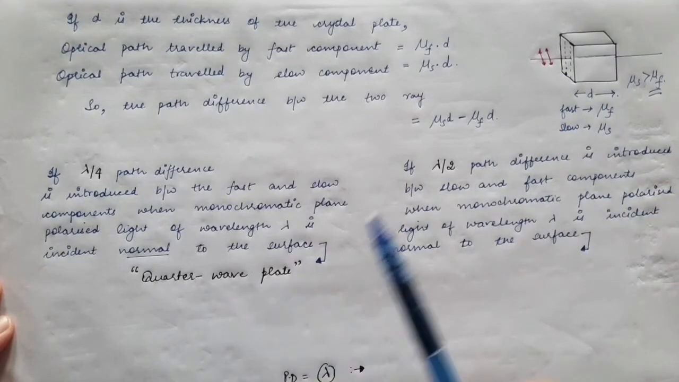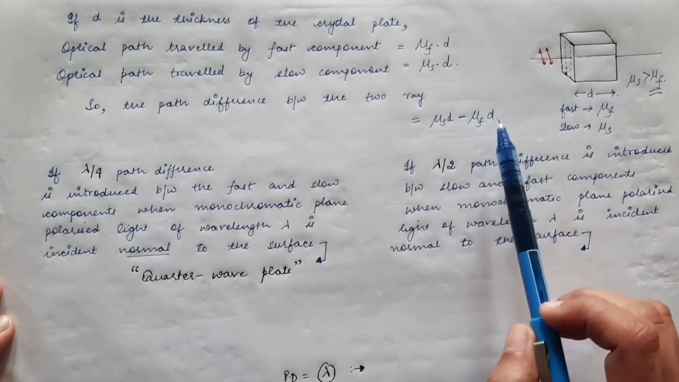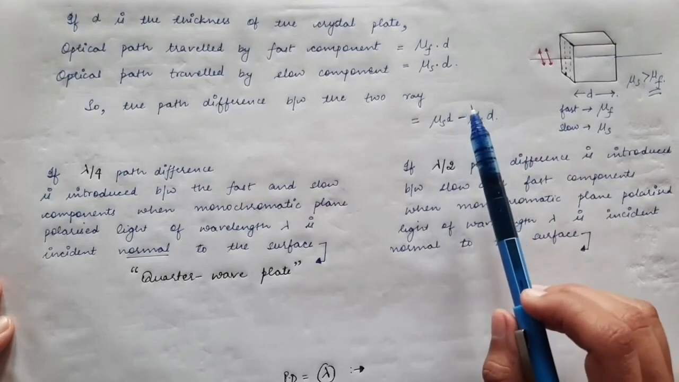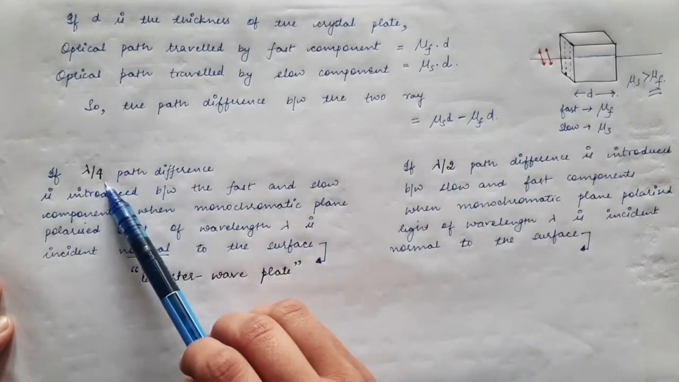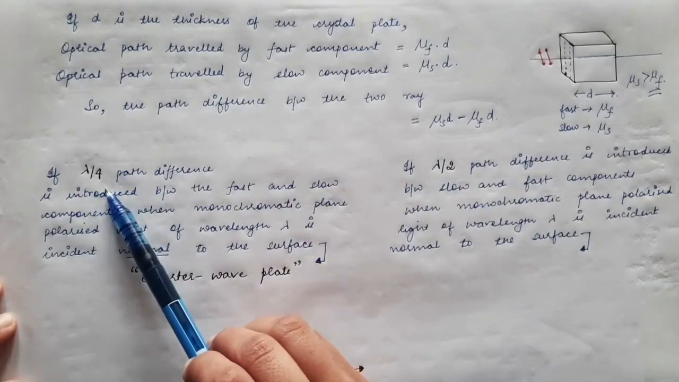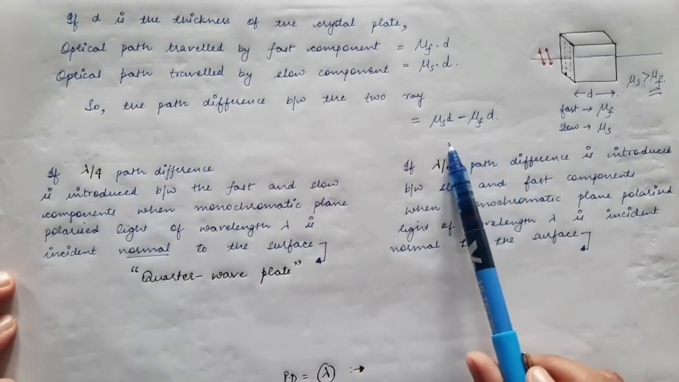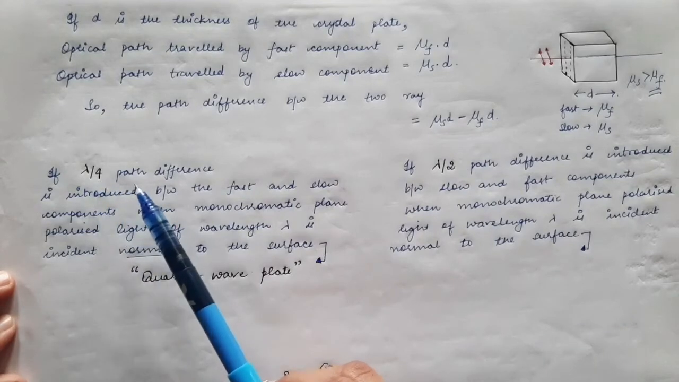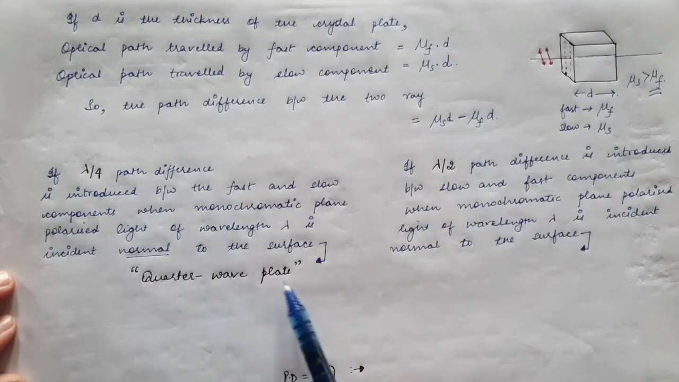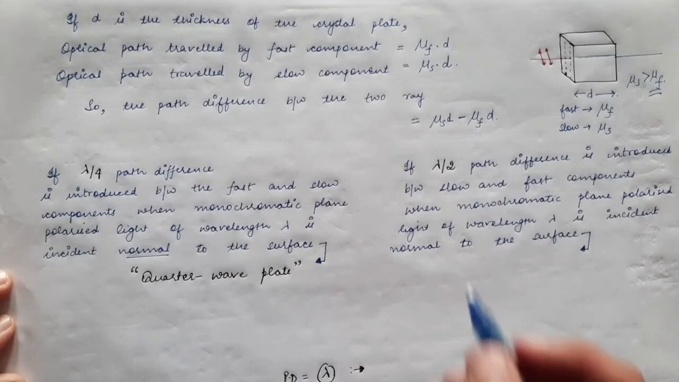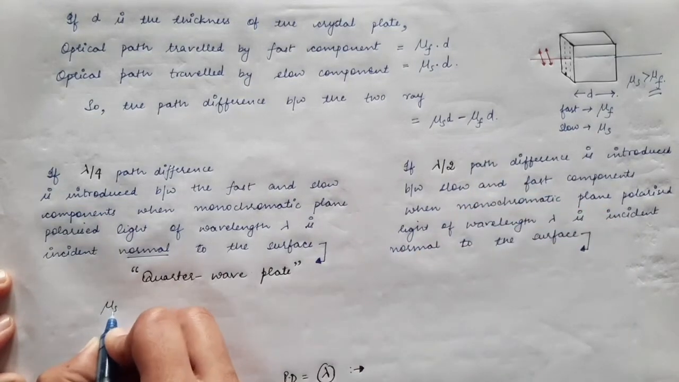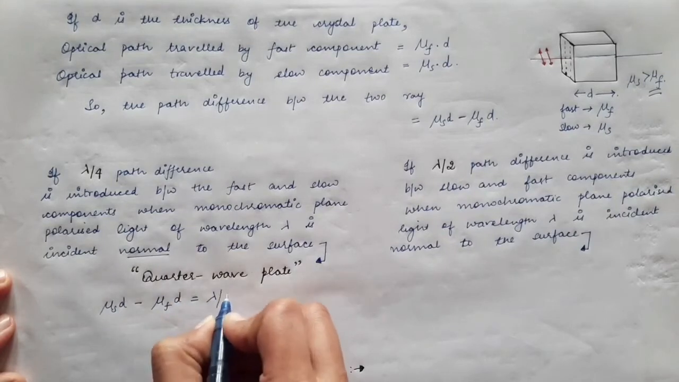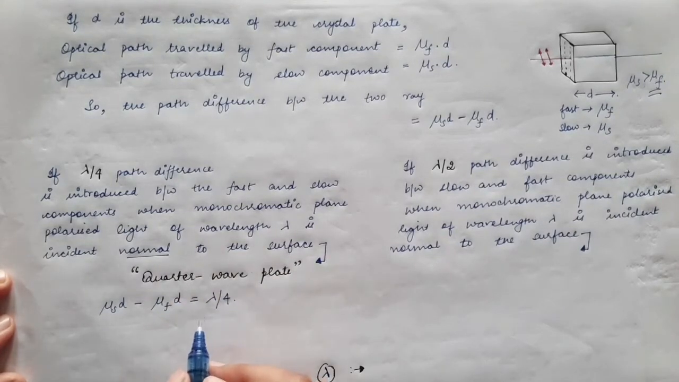So if a plate's thickness is fixed in such a manner that mu s into d minus mu f into d comes out to be equal to lambda by 4, so we construct a plate such that the path difference between the two components is equal to lambda by 4, then that plate is called a quarter wave plate. So we are saying that this path difference, mu s into d minus mu f into d, will be equal to lambda by 4.